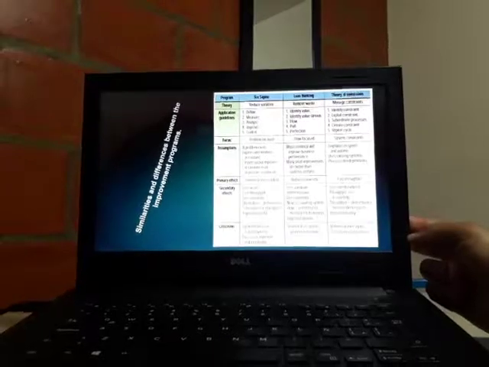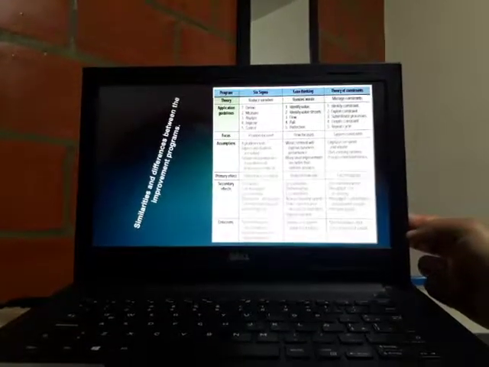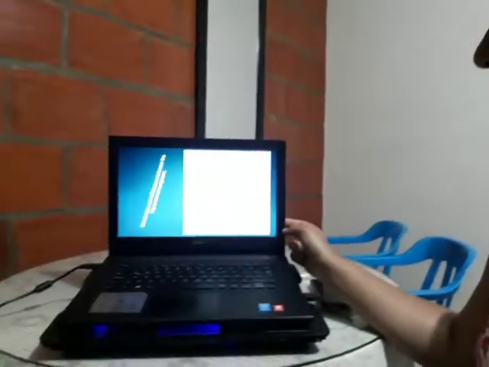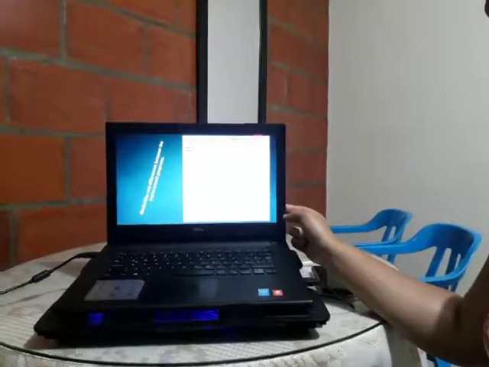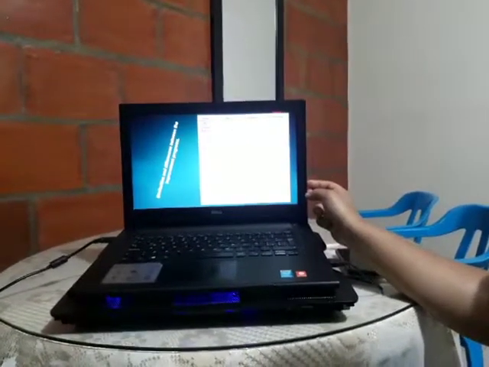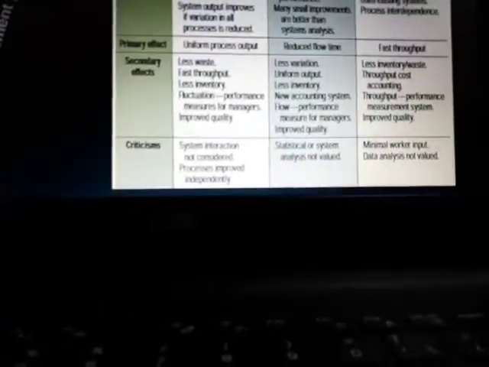Criticisms. Six Sigma: system interaction not considered, processes improved independently. Lean thinking: statistical or system analysis not valued. Theory of constraints: minimal worker input, data analysis not valued.